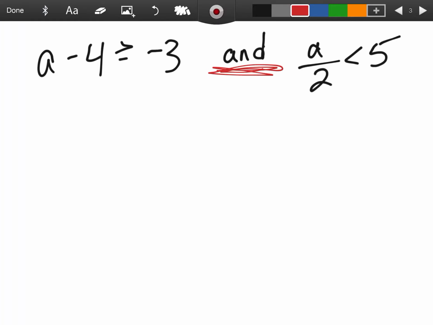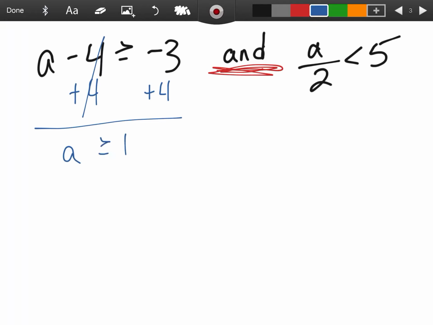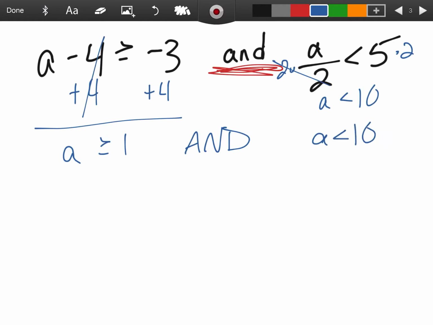So let's solve each of these separately for a. To do that, I'm going to start by adding 4 here. I add 4 to both sides. I'm left with a is greater than or equal to 1. And over here, I'm going to multiply by 2. So I multiply 2 times 2 on this side, and I get a is less than 10. So a is greater than or equal to 1, and a is less than 10.